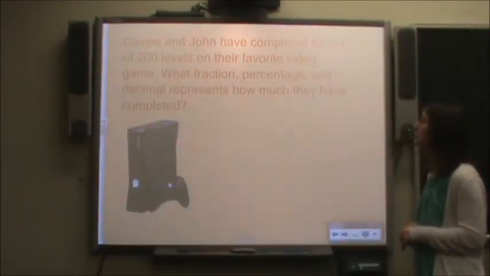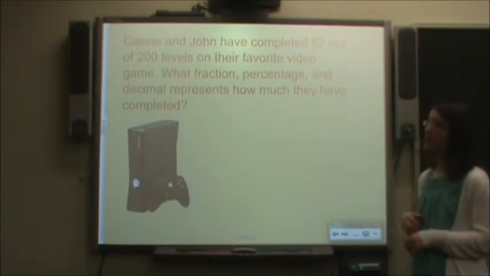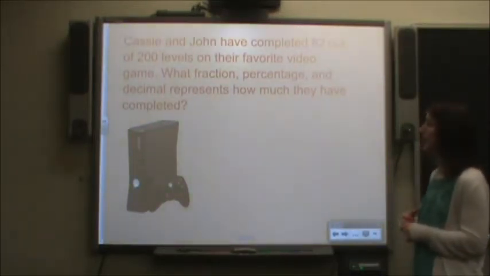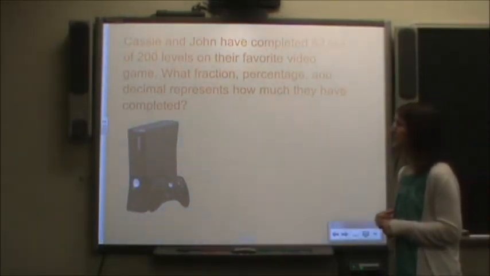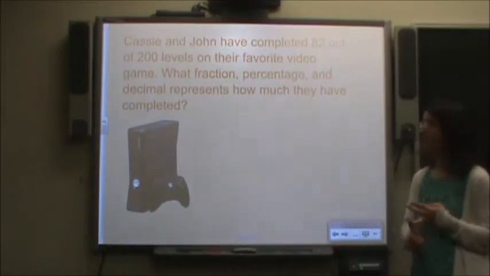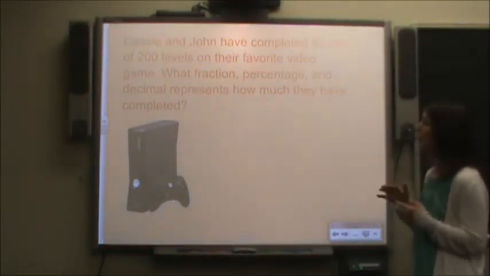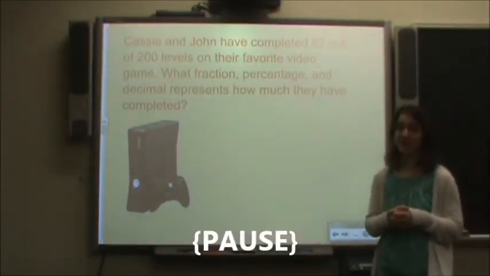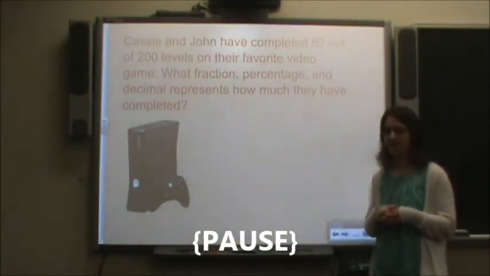Last one. Cassie and John have completed 82 out of 200 levels of their favorite video game. What fraction, percentage, and decimal represents how much they have completed? So we need to find the fraction, decimal, and percent of how much they have completed on their video game. Pause your video and try to do that now.